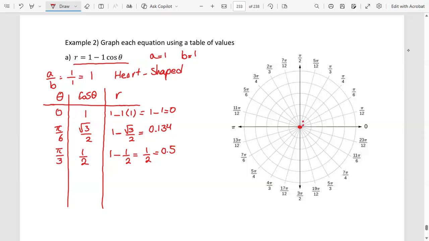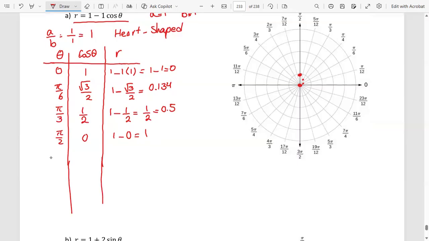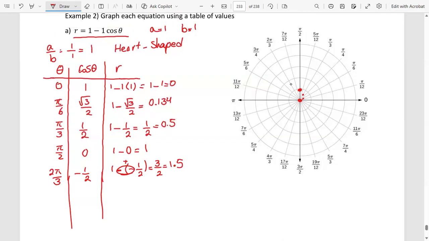If I replace pi over 2, I know the cosine of pi over 2 is 0, and 1 minus 0 is just 1. So it's exactly over here. If I replace 2 pi over 3, I know that the cosine of 2 pi over 3 is negative 1/2, and if I replace it, I will have 1 minus negative 1/2, which is 1 plus 1/2, and is 3 over 2, and in decimal is 1.5. So for 2 pi over 3, I will have 1.5.